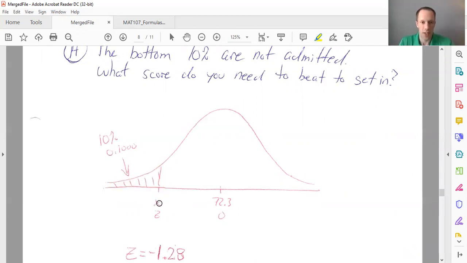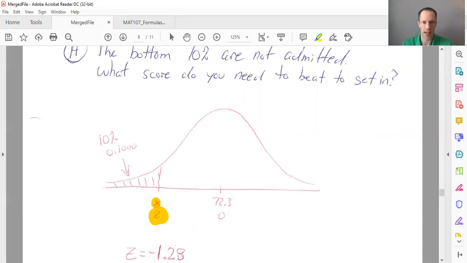Now, I'm looking for this value of x, the test score that's going to separate those 10% who do not get in from the other 90% who do get in. Now, I'm not going to be able to find that value of x directly. What I will be able to find is the z-score for that value of x.